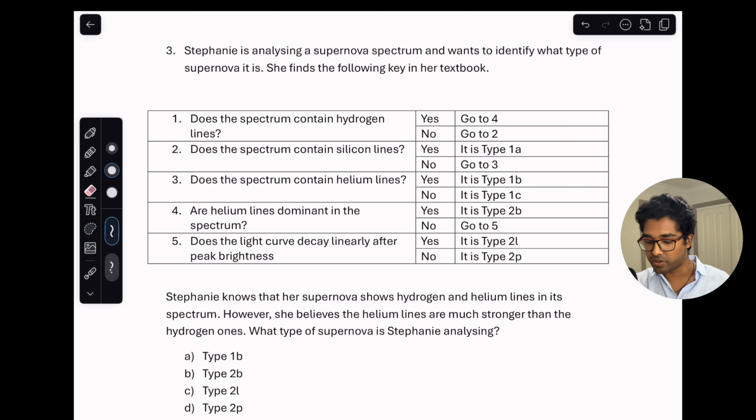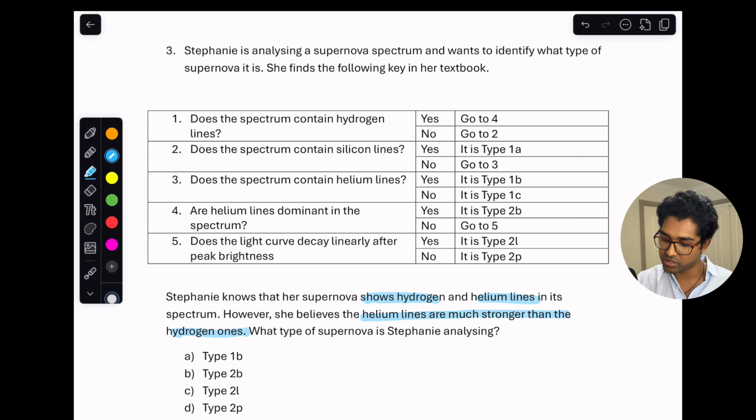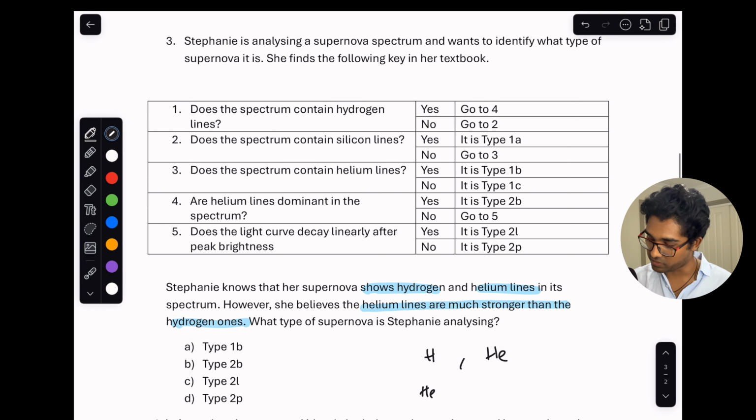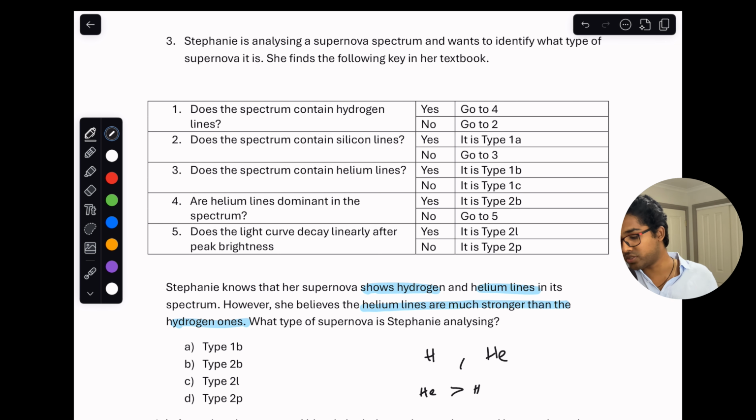So how do we answer it? Well, let's figure out what's actually going on. Stephanie knows that her supernova shows hydrogen and helium lines. Let me highlight it nicely. So it shows hydrogen and helium lines. However, she believes the helium lines are much stronger than the hydrogen ones. So we have hydrogen and we have helium, but the helium is much stronger than the hydrogen.